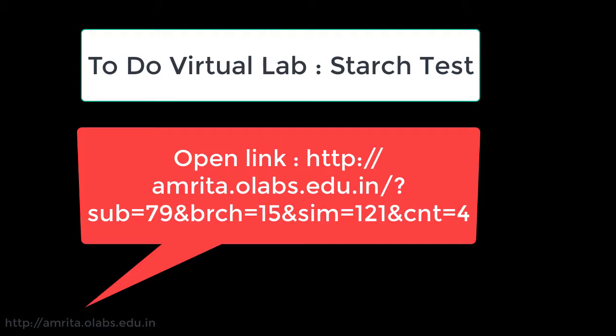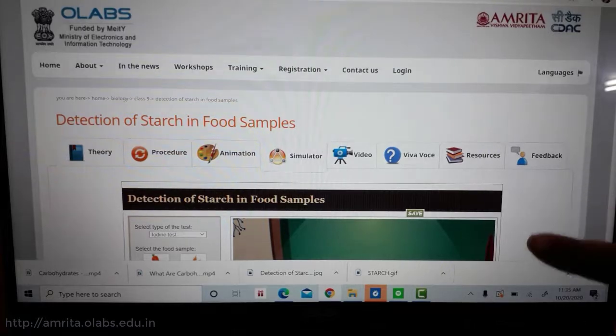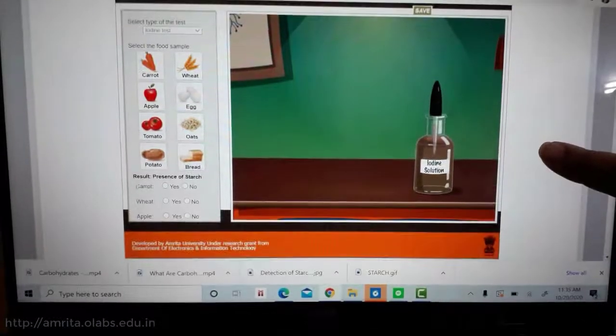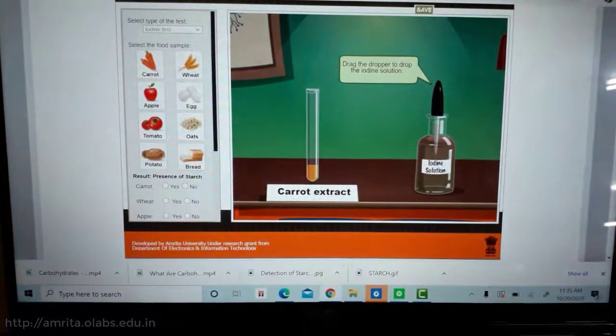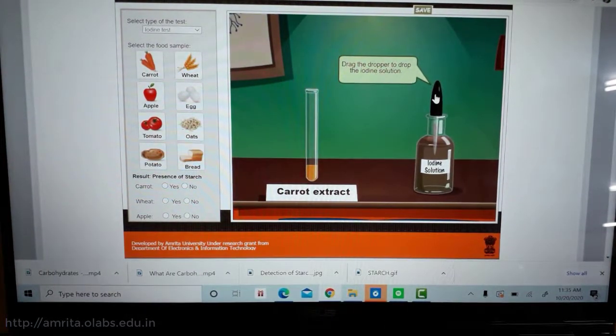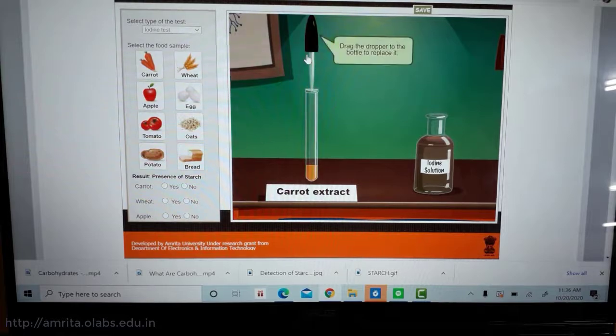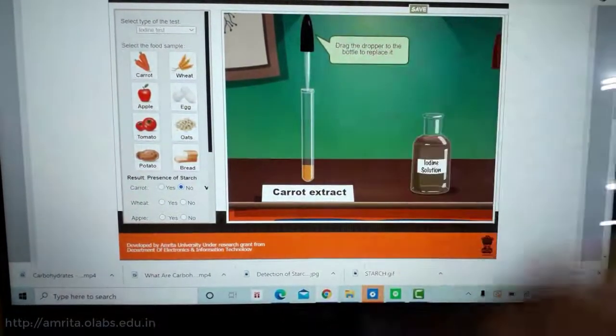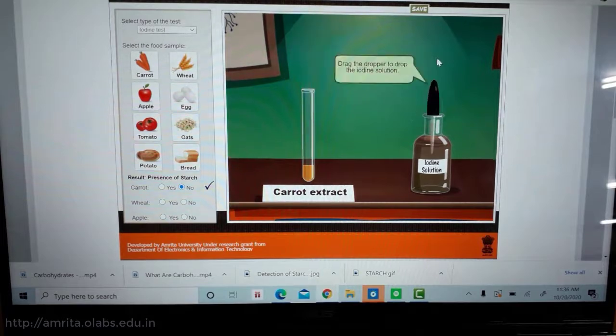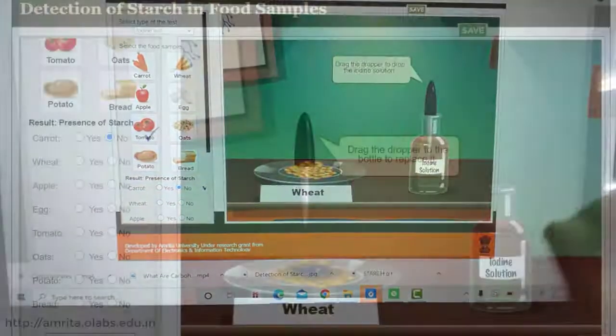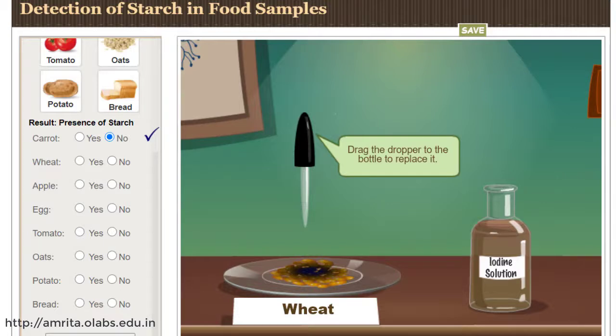So let's start our virtual lab about the starch test. For the first one, please open this link. For the first one, we choose the food sample and then drop with 1 or 2 iodine solution, and after that look at the color change and do the same with the next food sample. Okay, after all samples are tested by iodine solution and you note all color changes, then screenshot your screen, upload to Scholar, and don't forget to write your conclusion.